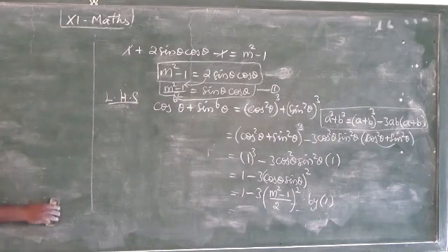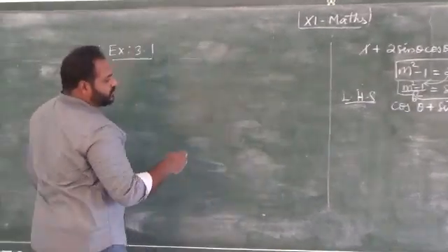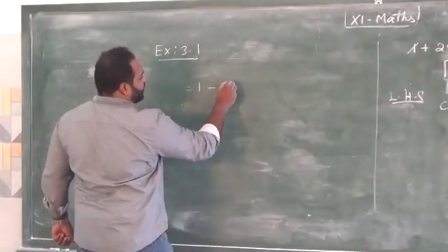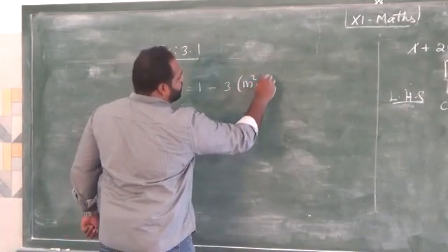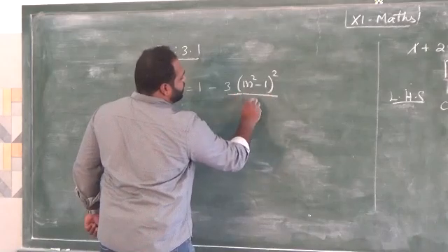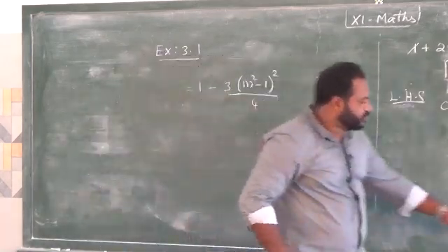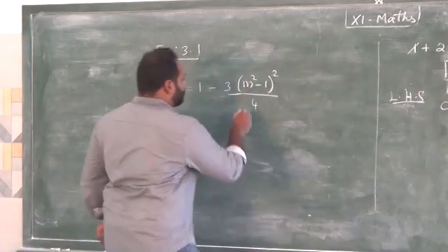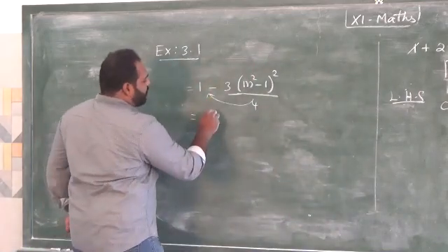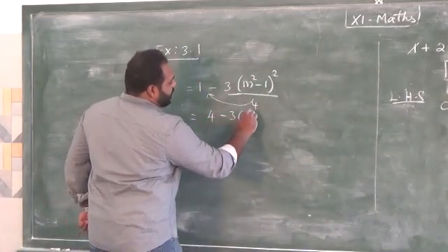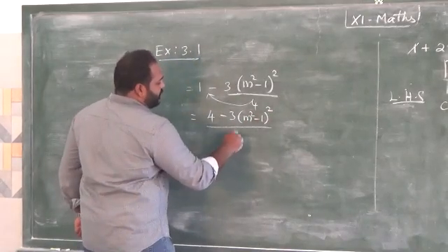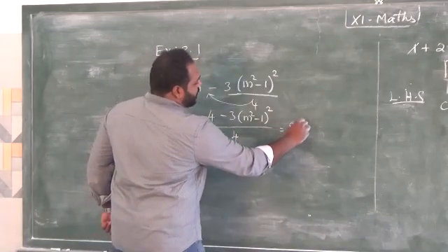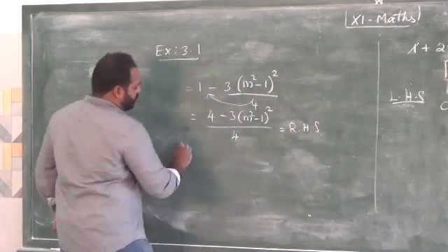Now for this simplification, just bring the power 2 inside the bracket. It is 1 minus 3 into (m square minus 1) whole square divided by 4. If I cross multiply this, 4 minus 3 (m square minus 1) whole square divided by 4. This is the RHS. Hence proved.